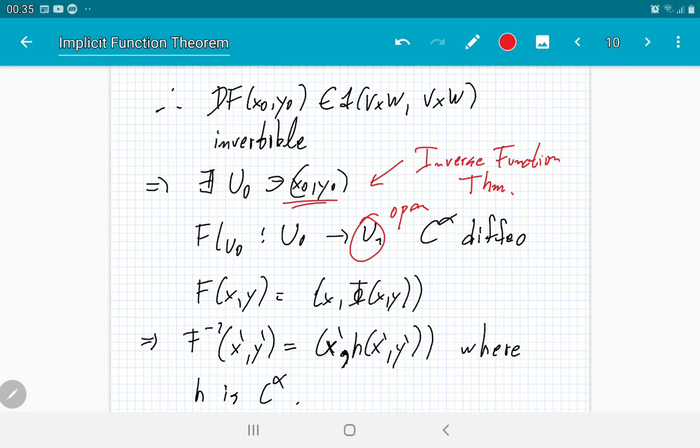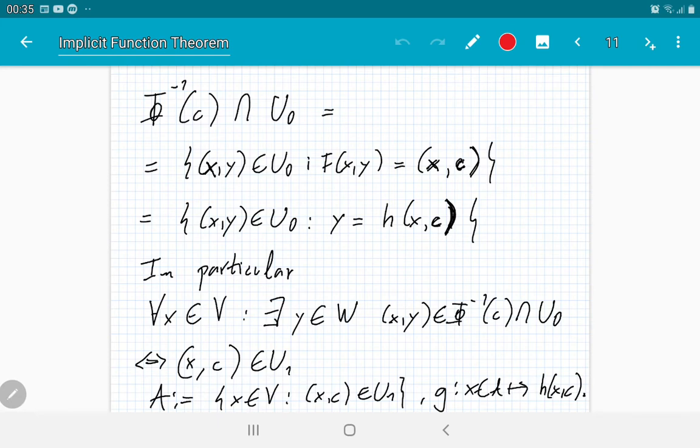Now, I have an inverse function. Let's look at what it looks like. f of x and y is just x and phi of x, y. So if f inverts this, it does nothing to the first coordinate. Everything that happens is in the second coordinate. And we know the inverse function is C alpha, so this h, well, it's a little bit of an exercise again, but h is C alpha.